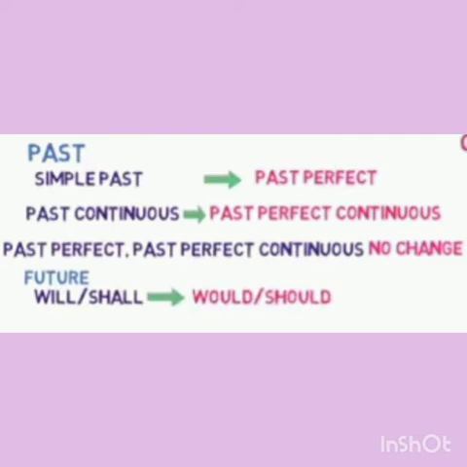For past tense, simple past will be converted to past perfect. Past continuous will be converted to past perfect continuous. And for past perfect continuous, there will be no change. For future tense, will and shall will be converted to would and should. Can or may will be converted to could or might.